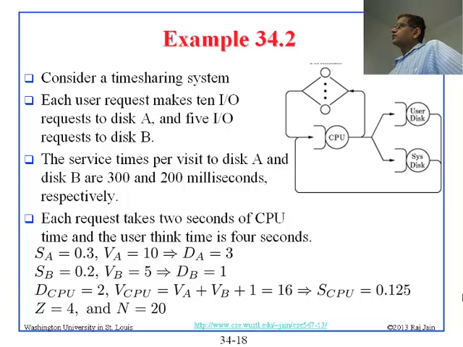Then each request takes 2 seconds of CPU time and the user think time is 4 seconds. So we noted this down. What this means, DCPU equal to 2 and Z equal to 4. DCPU equal to 2, we know the visits to the CPU, which is equal to VA plus VB plus 1, 16. So we know SCPU is 0.125, basically 2 divided by 16 is 1/8. And Z is equal to 4 and N equal to 20. So we are given all of this with 20 users. Somewhere we are given 20 users. Okay.